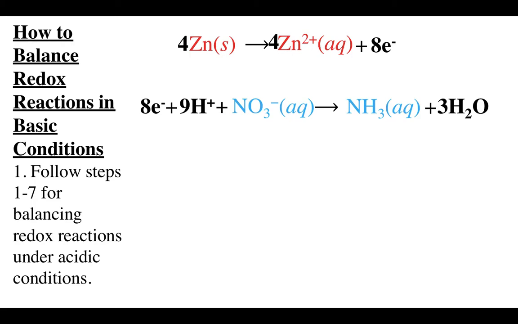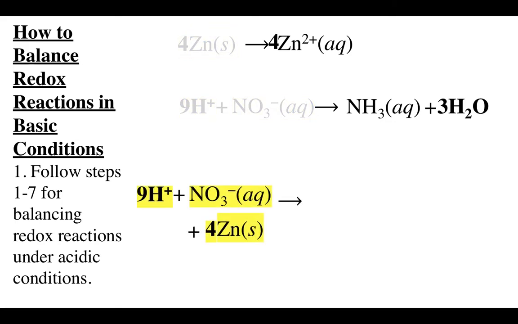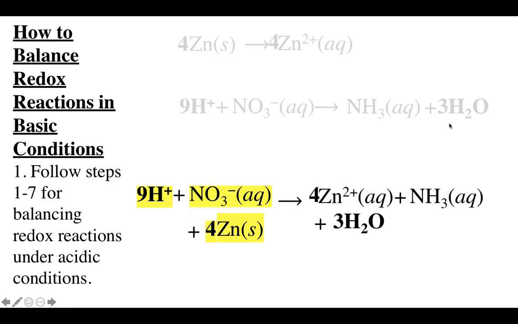So those were the steps under acidic conditions. I'm going to cancel out my electrons right now because we know there's 8 on the left and 8 on the right, so I can make those disappear. And I can add my half reactions together. Again, you highlight everything on the left side of the arrows and put that on the left side of your net equation. And then everything that we did not color, we put on the right side.